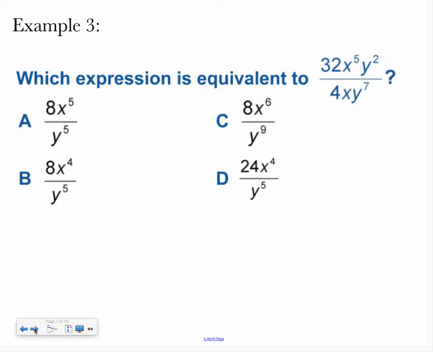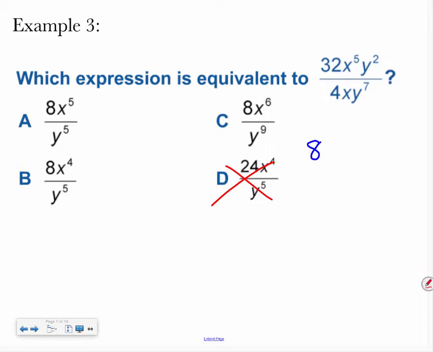We want to know which expression is equivalent to 32x to the 5th y to the 2nd over 4xy to the 7th. So the way that I approach this is I kind of piece it up into the different variables we have. So first I look at our whole numbers. We have 32 over 4, and I think, okay, 32 divided by 4, that's 8. So that means I should have a number 8 on top, because it's not 1/8, it's 8. That means I can get rid of answer D, because that has a 24. Alright, so I have an 8.